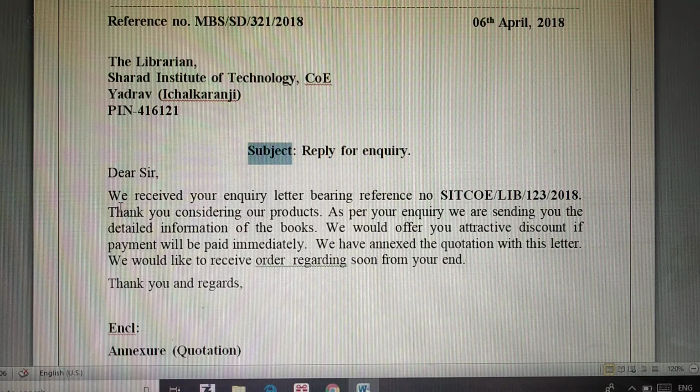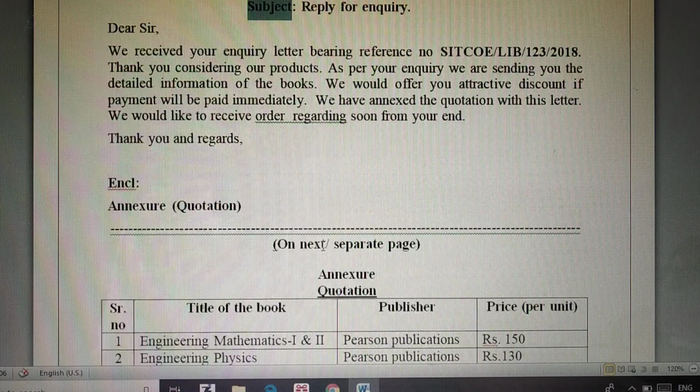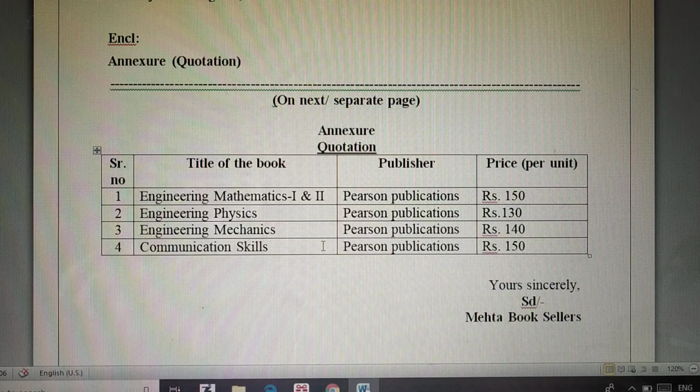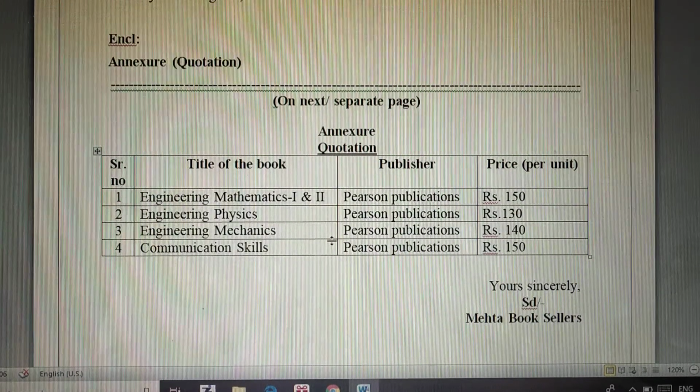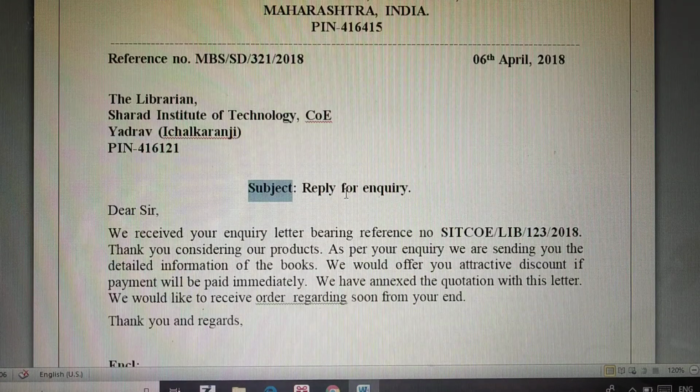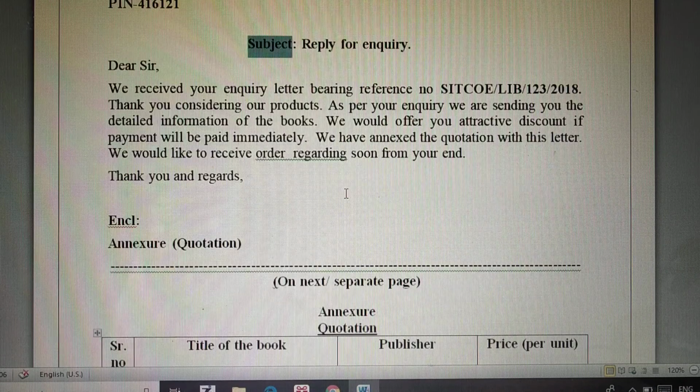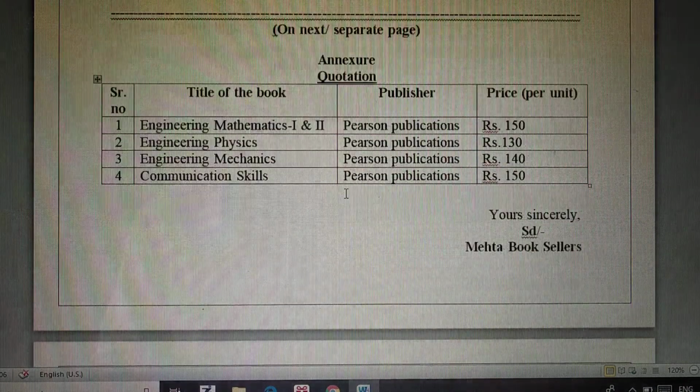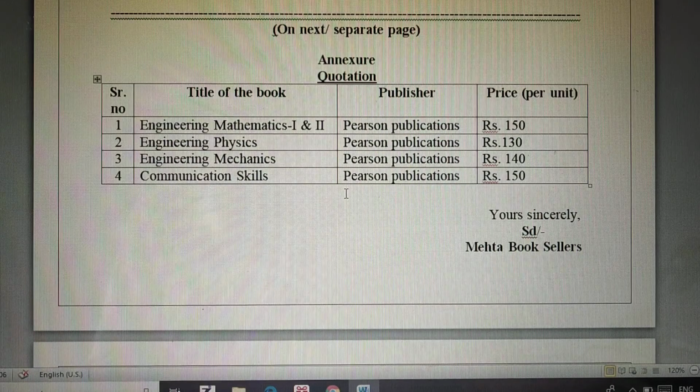See here: dear sir, we have received your inquiry, and these requirements are required. Whatever correspondence you are doing, with the help of this letter we are sending you the quotation regarding the books. And see here, the quotation is included in the letter itself because it is only of 4 books. If it is more than that, 10 or 15 books, it may have an attachment to it. That is what we call an enclosure. So what I would like to tell you is that first you have to write the inquiry letter, then you will get the reply to your inquiry letter. The quotation will be in your hands after a few days, 4 or 5 days.